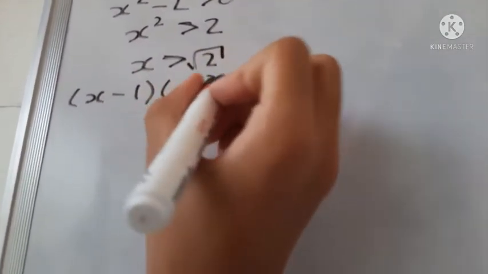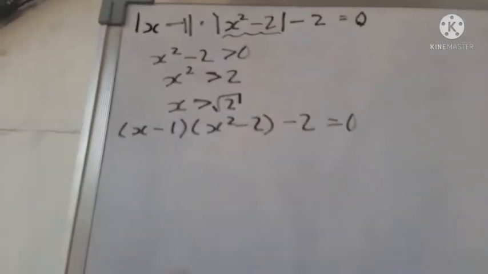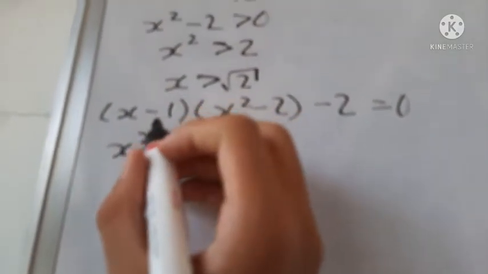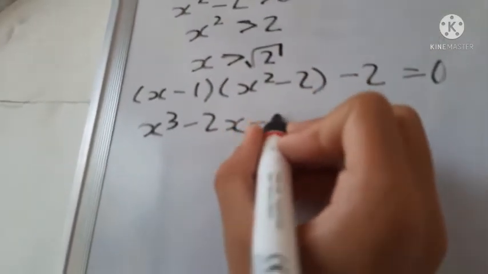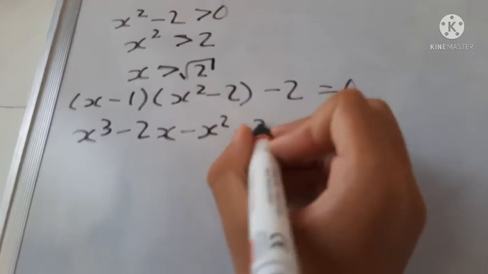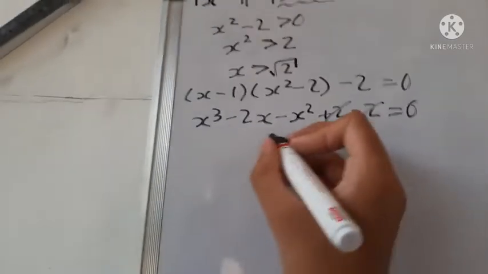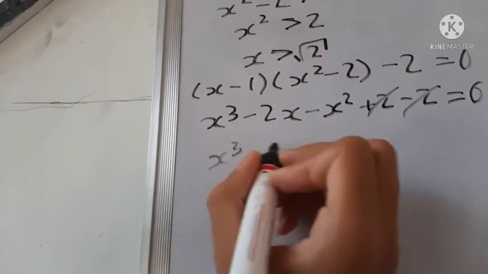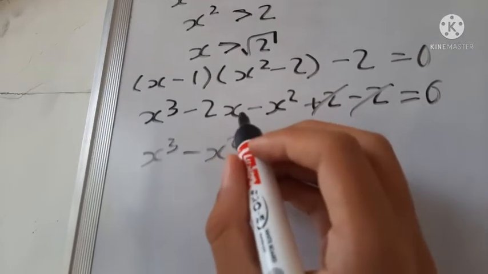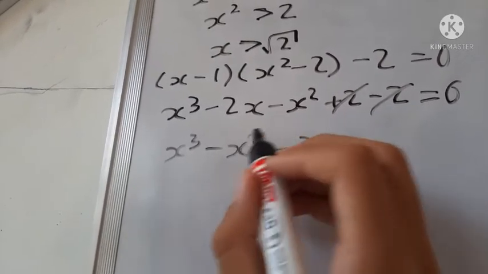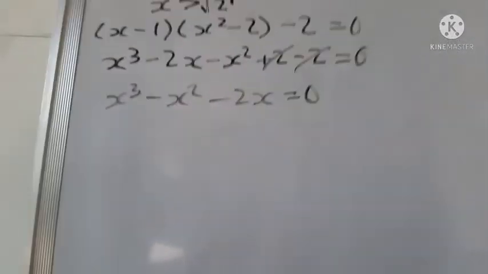Okay, and we have x squared minus 2 is 0. So far so good, right? So we have an x cubed minus 2x minus x squared plus 2 minus 2. Now these two cancel out, and you'll see why that's important. So we have our cubic equation. Wait, is that correct? Okay, yeah, it's correct, I think. That's nice.